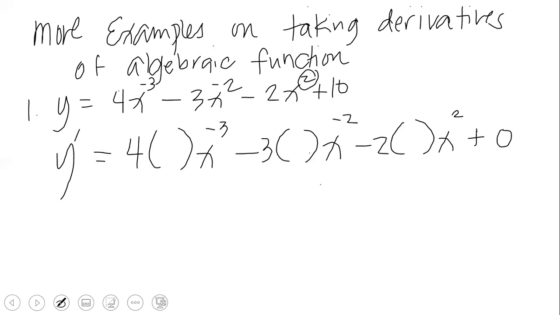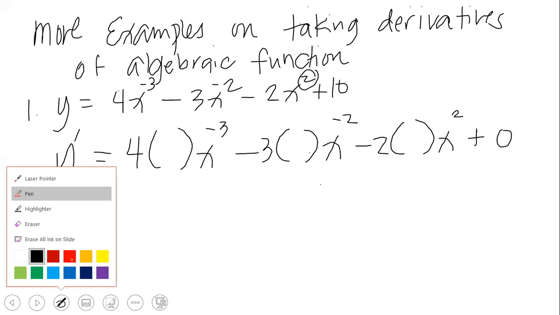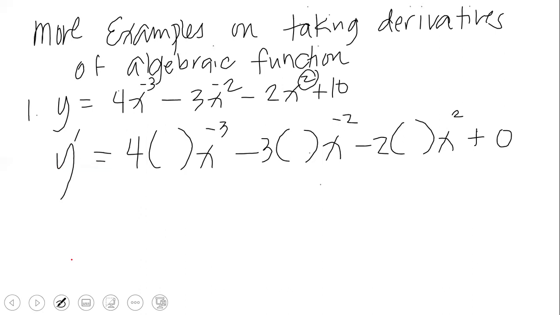So this time, let's apply the process of subtraction and the derivative of each term. So we have 4x raised to negative 3. So that means we copy the power, which is negative 3. Then we minus 1. Then copy the power of negative 2. Then we minus 1. And the next is the derivative of x squared, which is 2, then minus 1. And the derivative of the last term, which is a constant, is already 0.